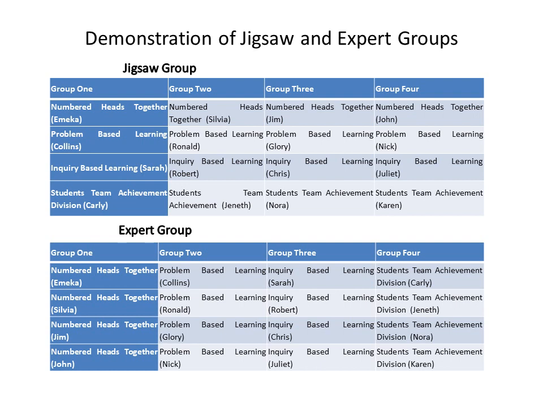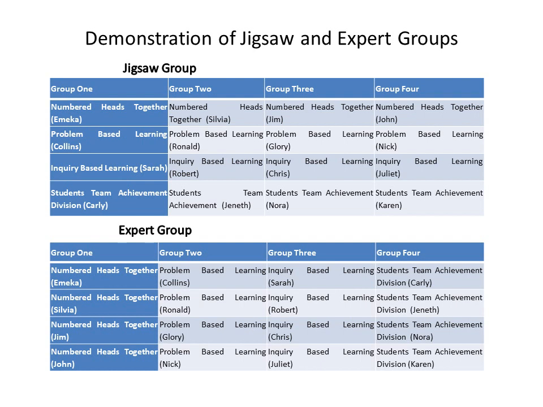Now, it's assumed that in this expert group, they would all contribute effectively to the discussion of this topic that is assigned to them. Mind you, the students who are discussing numbered heads together don't have an idea of what the problem-based learning is all about. The same thing is applicable to the students discussing problem-based learning. They don't know much about numbered heads together or inquiry-based learning or students' team achievement. So each of the groups are concentrating on the topic assigned to them.